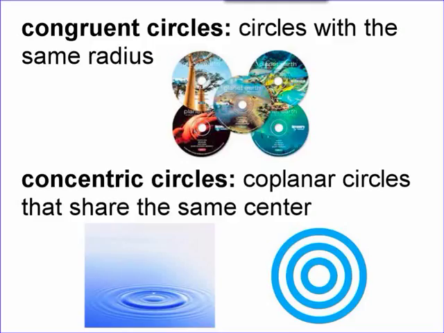And then we have concentric circles. Concentric circles are coplanar circles that share the same center. There are examples of concentric circles. You have a ripple in the water. You have this, which looks like a target, a bullseye. So concentric circles are coplanar circles that share the same center.